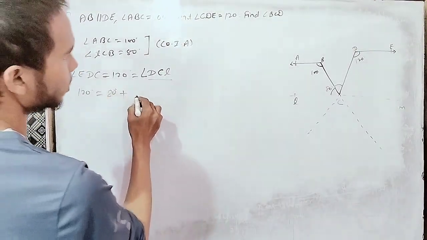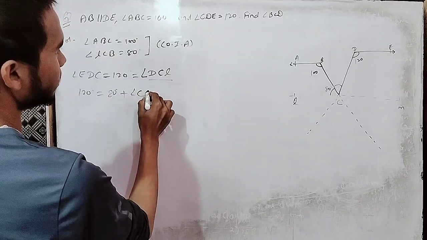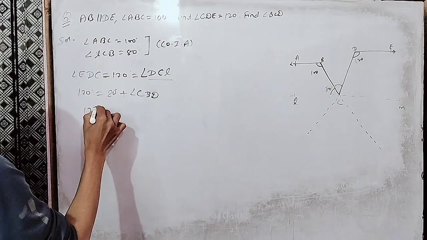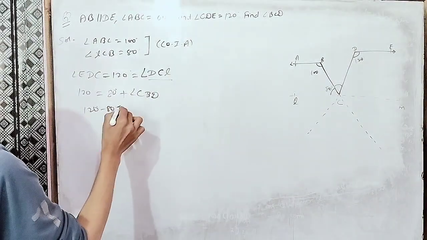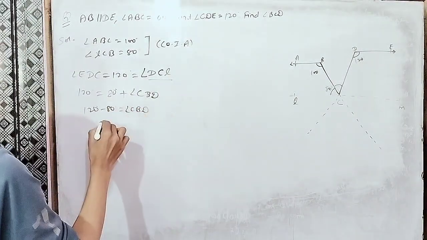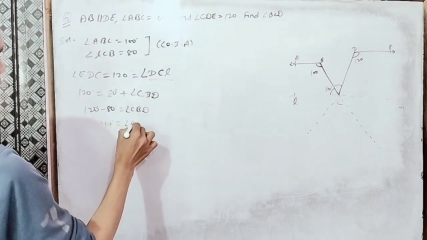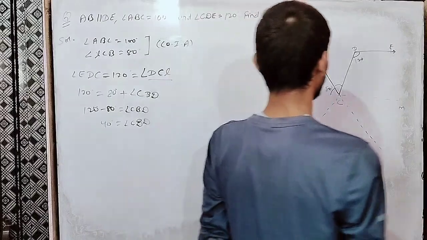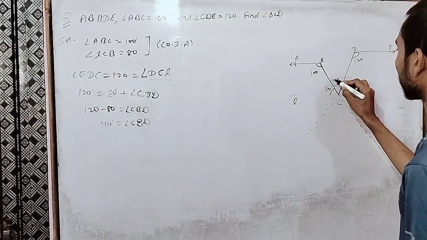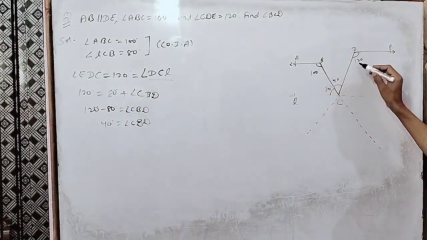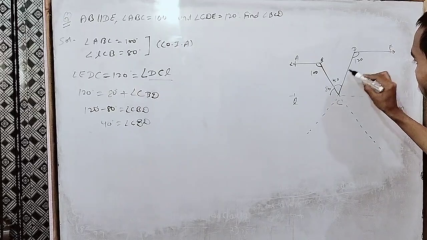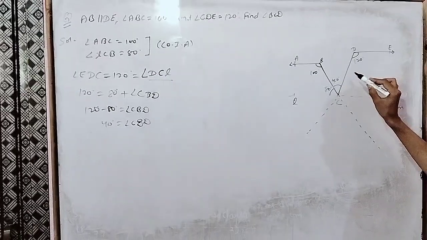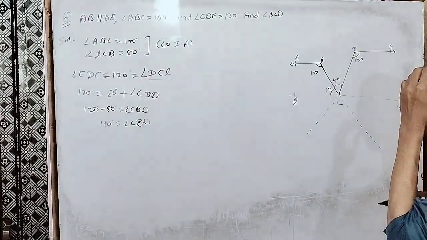And then this is how much? 80 plus angle CBD, so 120 minus 80. CBD is how much? 40. So we have the value of this angle, which is 40, and we can check that the value of this angle would be equal to the value of this angle because of alternate interior angles.